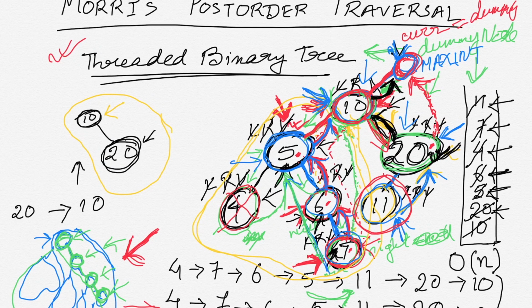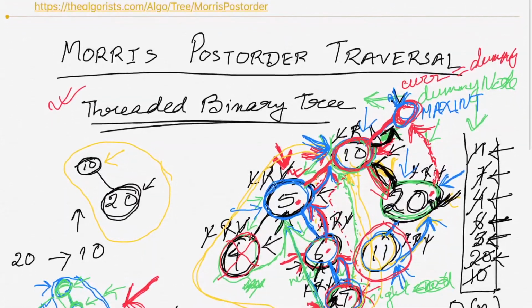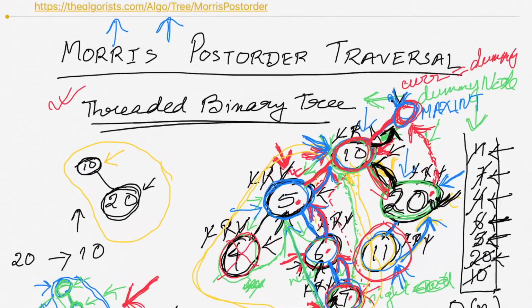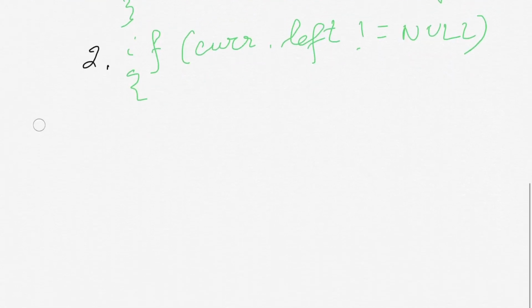Now I will briefly discuss the algorithm, how we actually implement it, but you would find the working code for Morris post order traversal in this link. It is on our website, thealgorists.com, and if you go to this link, you should be able to see the content here.